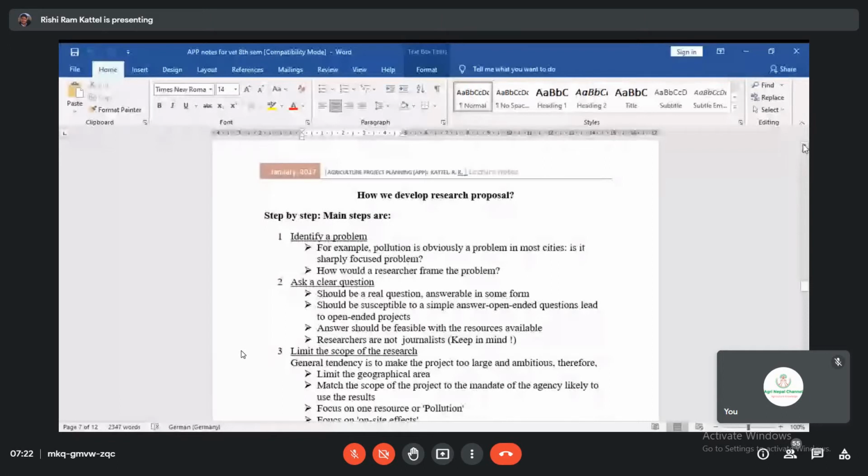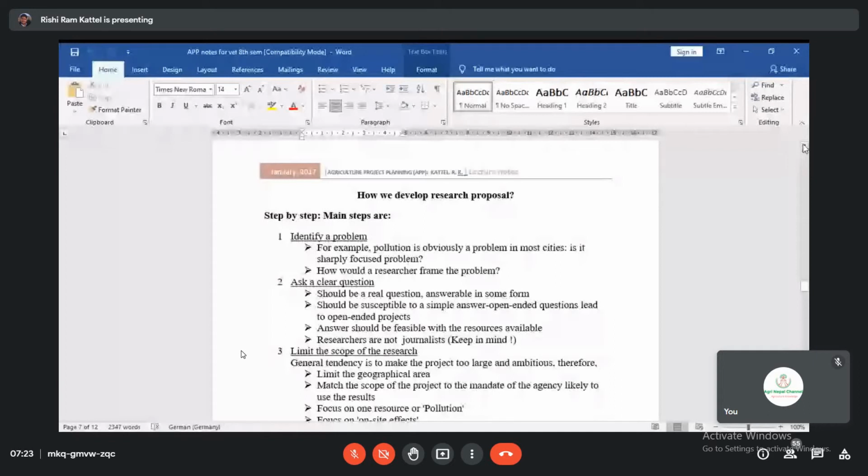Okay, and then you have to ask a clear question. It should be a real question with an answer in some form. It should be susceptible to a simple answer. An open-ended question leads to an open-ended answer. You know about open-ended and closed-ended: an open-ended question leads to an open-ended answer, and a closed-ended question leads to a closed-ended answer. Answers should be feasible with the resources available, and researchers are not journalists.